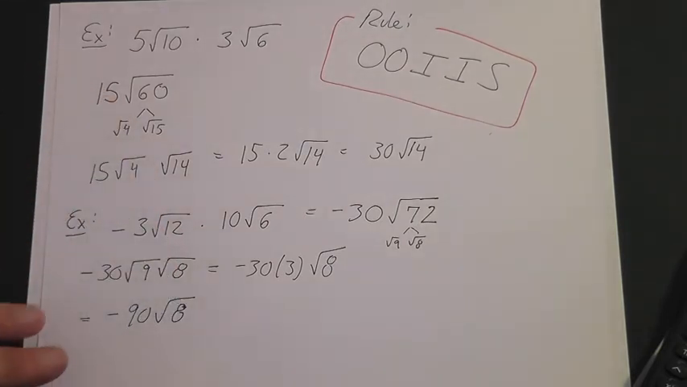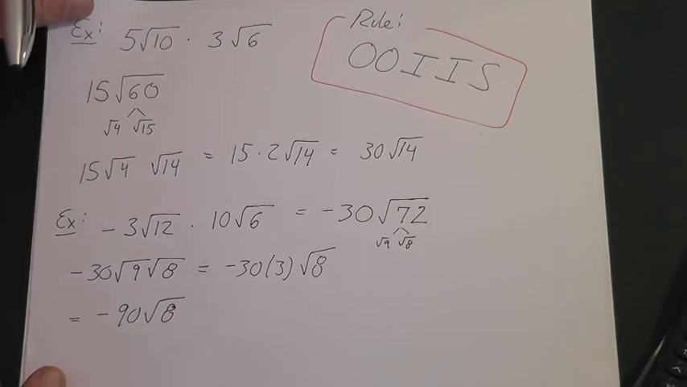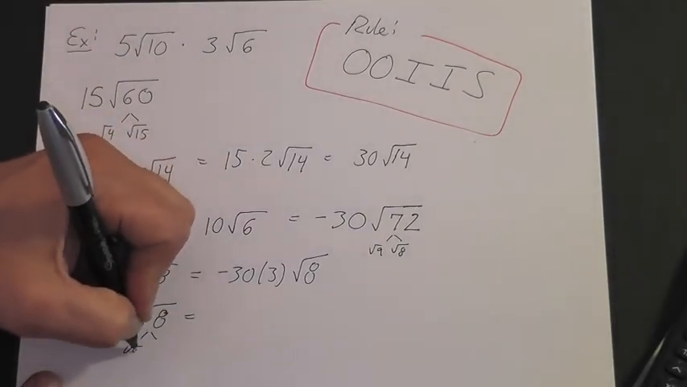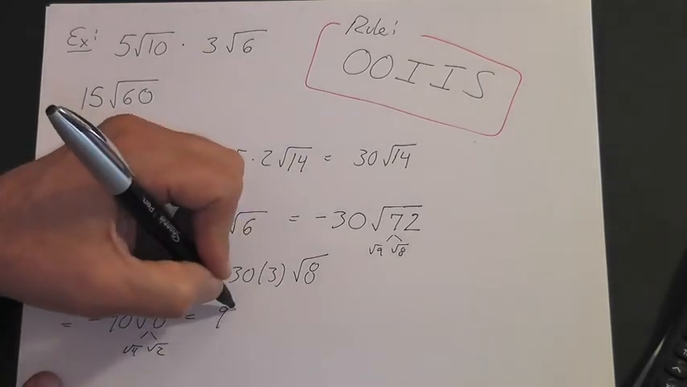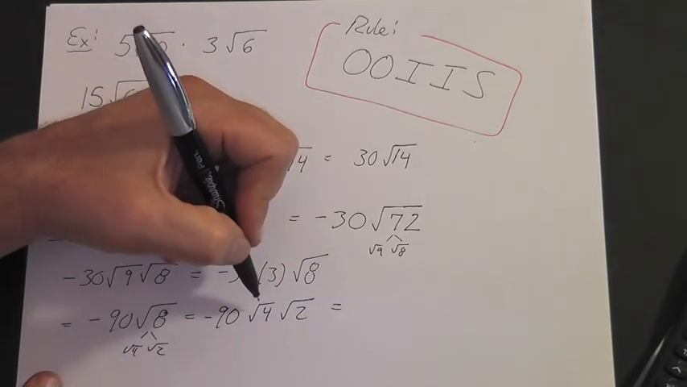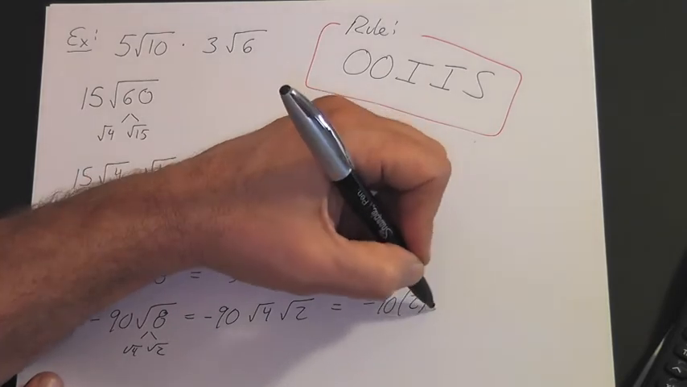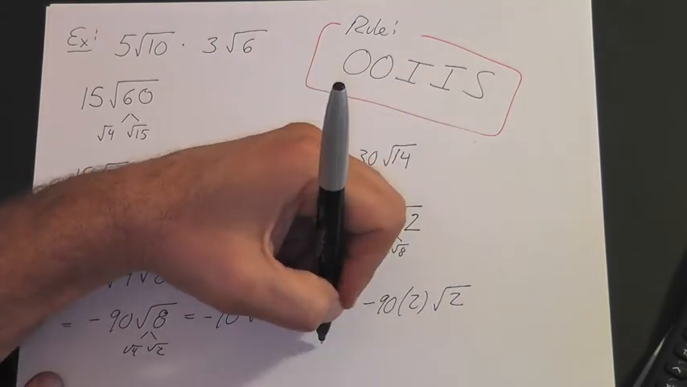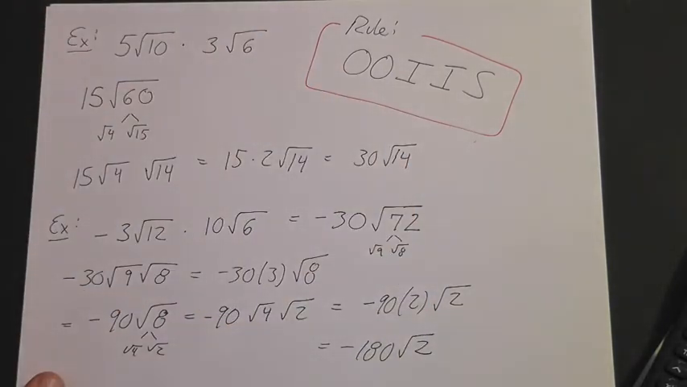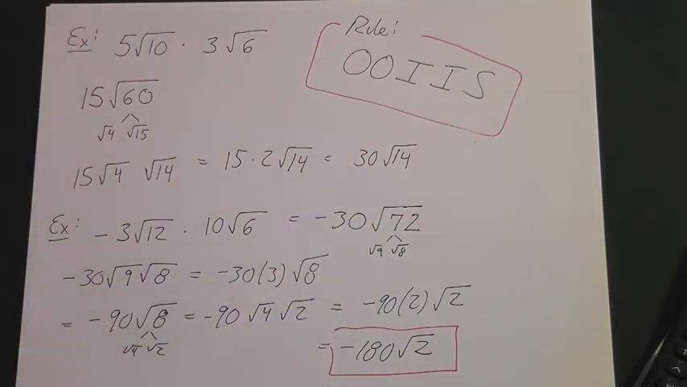And that's simplified, but it's not simple enough. What we can still do is we can still simplify square root of 8. 8 is 4 and 2, and 4 is a perfect square. So that's minus 90, square root of 4, square root of 2. Square root of 4 is 2, so that's minus 90 times 2, square root of 2. And that's minus 180 square root of 2. And that's your answer.